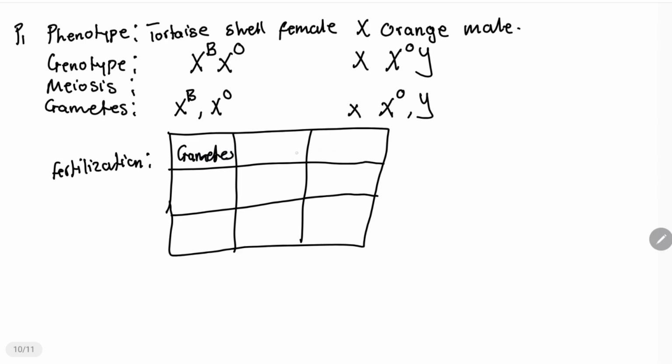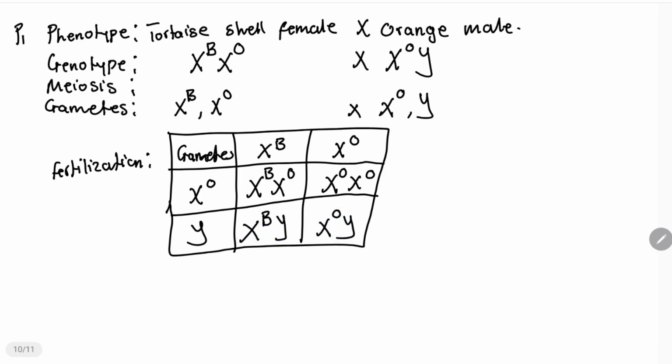So let's put the gametes for the first parent here. It will be X capital letter B, X capital letter O. And the gametes for the second parent, X capital letter O and Y. In this box right now, it is going to be X capital letter B, X capital letter O. In this one, it is X, O, X, O. In this one, it is X, B, Y. In this one, it is X, O, Y.